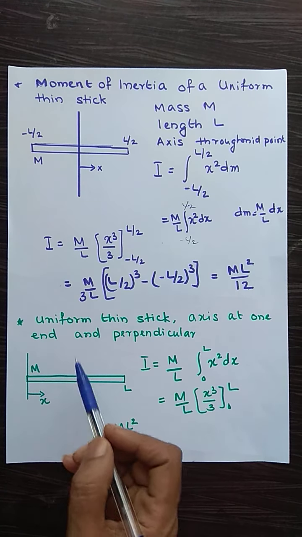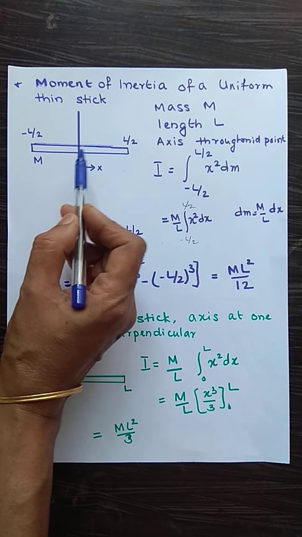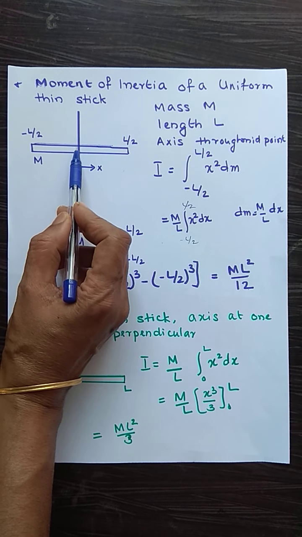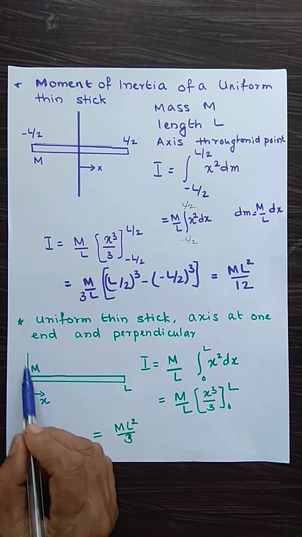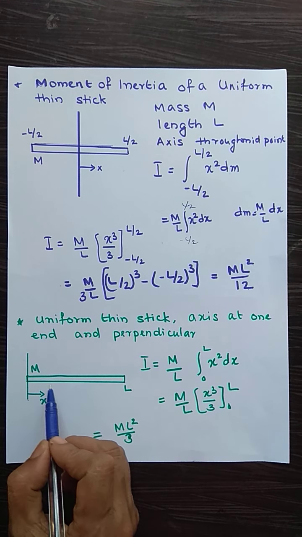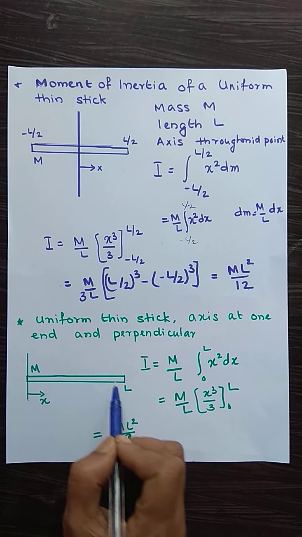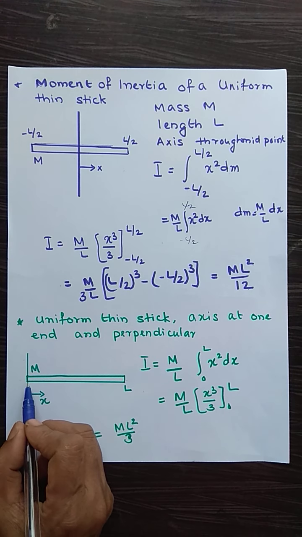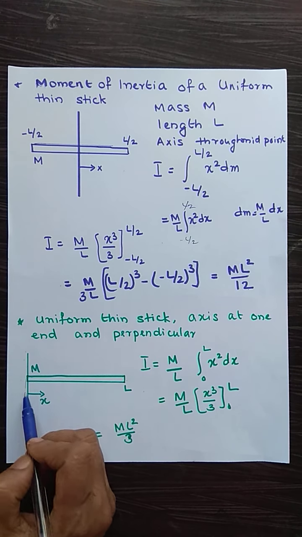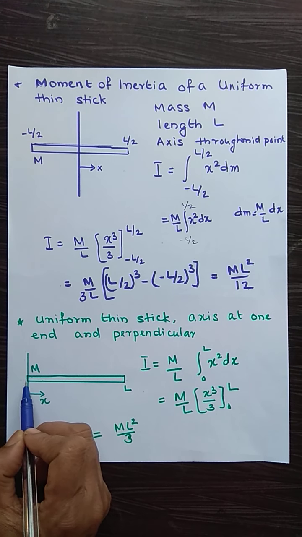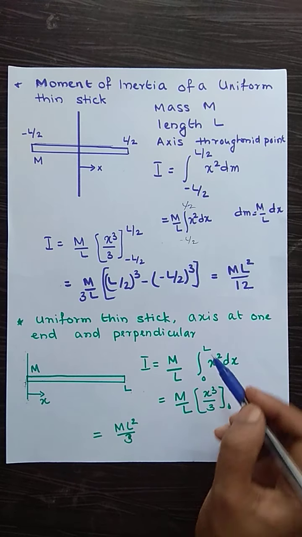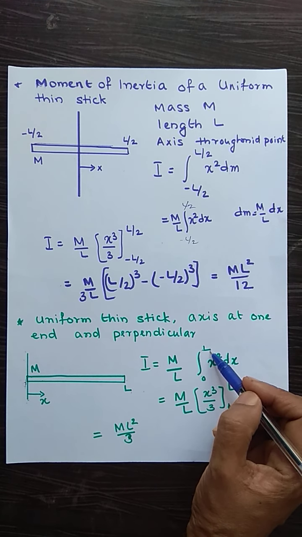The next case, the same stick we are going to consider, but the axis we are going to shift from the midpoint to one of the ends. So this is the end of the stick. Same mass M, length L. So here the moment of inertia is about this axis. The distance from this axis you have to consider, so distance is varying from 0 to L. So the integral varies from 0 to L.